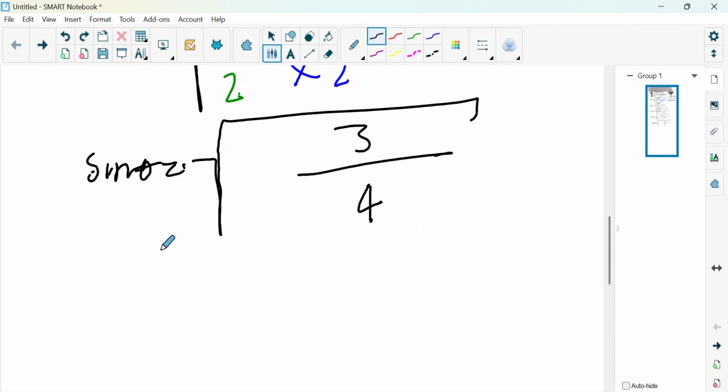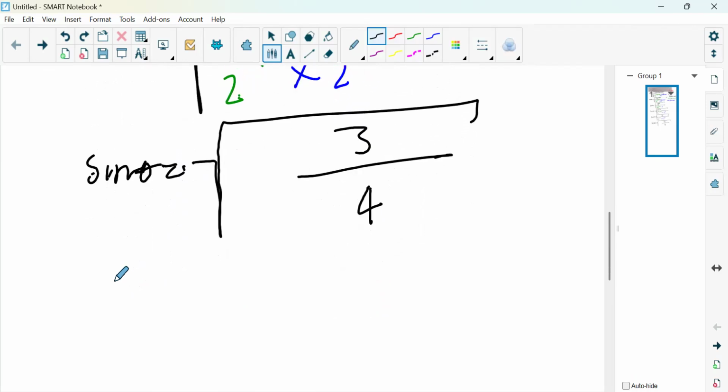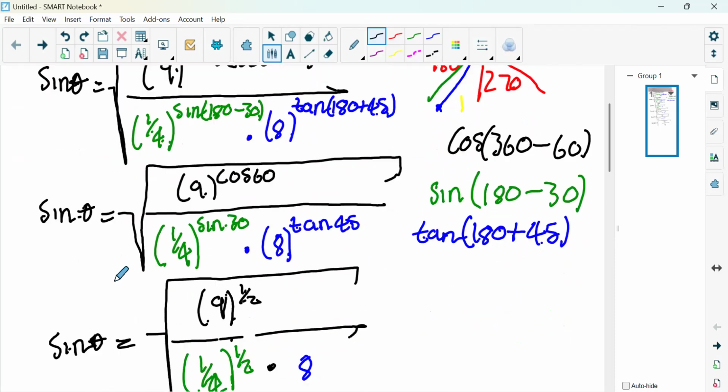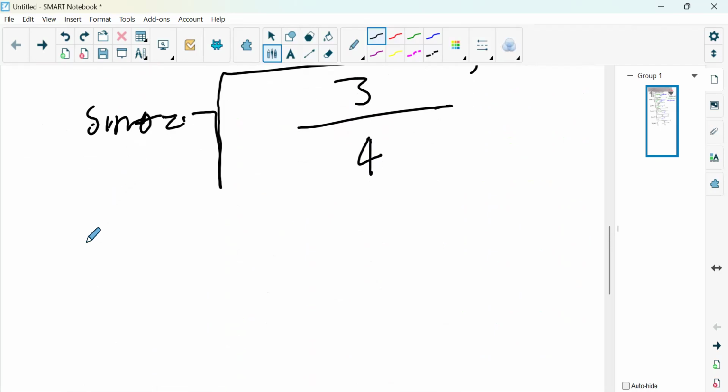Now we can start to do the general solution, because that's what they were requesting. They wanted us to get the general solution. So basically here they're asking us where sine is going to be. We have one root, root 3 all over 4. I'm thinking we can write it as root 3 all over 2.